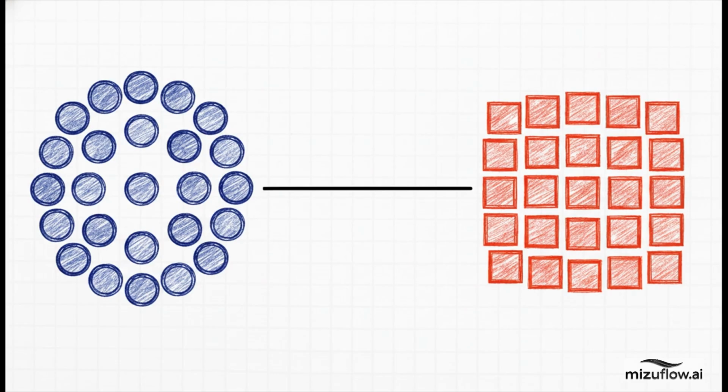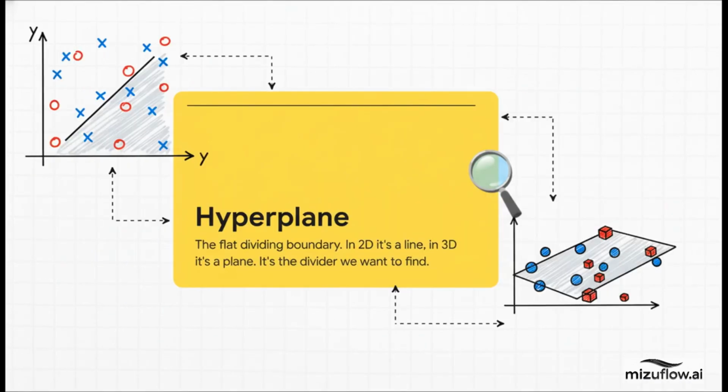Okay, to get our heads around this, we're going to start with a really simple, almost perfect scenario. Picture this. You have two clouds of data points, and they are cleanly, perfectly separable. What that means is you can take a ruler and just draw a straight line right between them with no blue dots on the red side and no red dots on the blue side. Easy, right? Now that dividing line has a bit of a fancy technical name, a hyperplane. But don't let that word scare you.